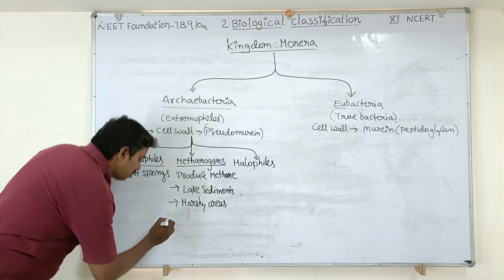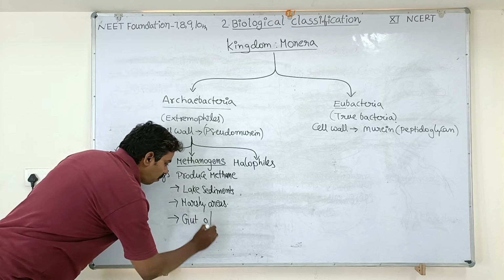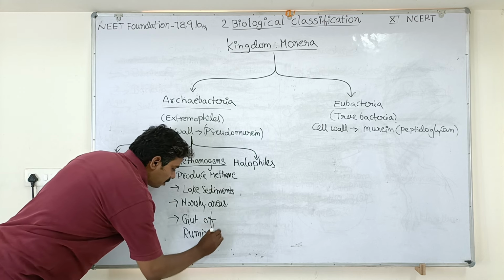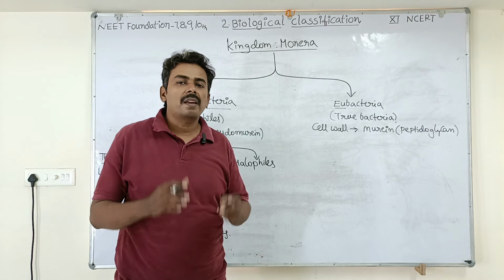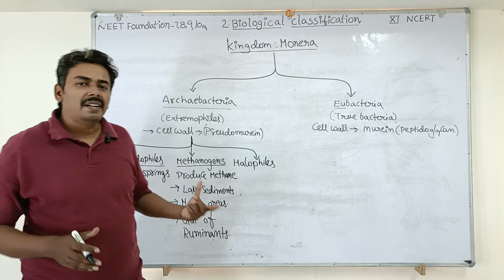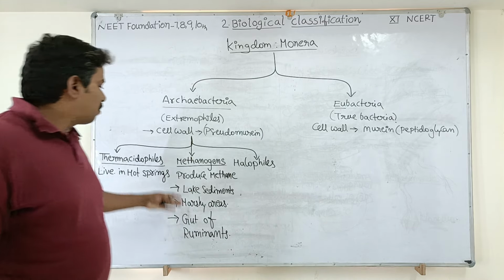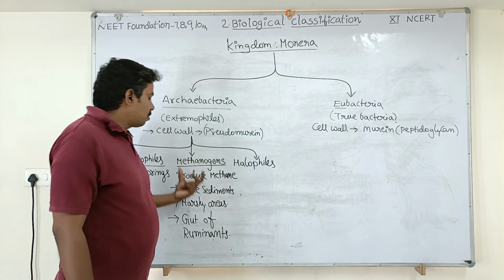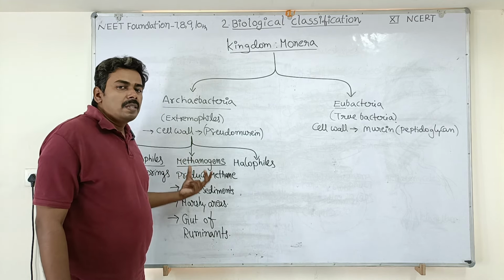Also, methanogens are present in the gut of ruminants. What are ruminants? Ruminants are herbivorous animals like cows and buffaloes. Gut means the intestine. They are present in the intestine of ruminants. So these are the places where you can find the methanogens. In cow dung also we can find these methanogens, and because of them, methane gas can be produced in a biogas plant.